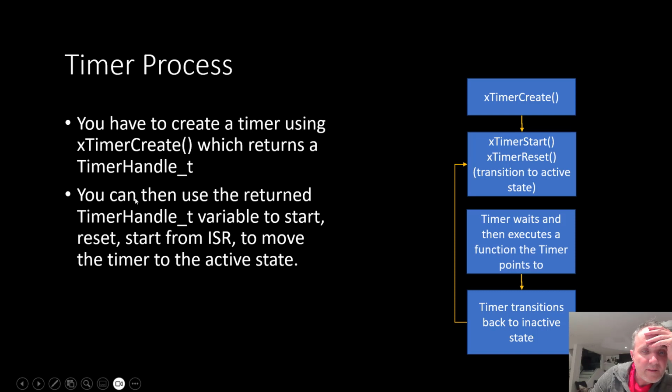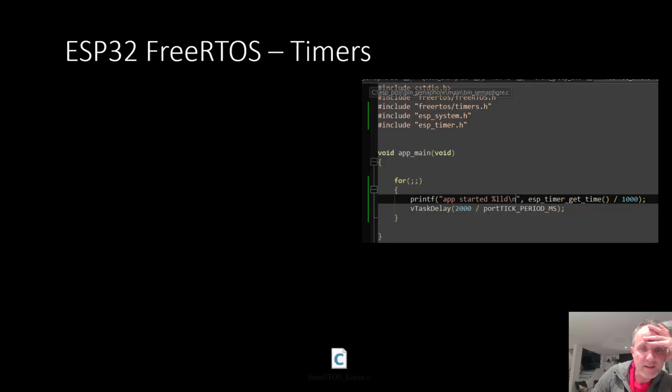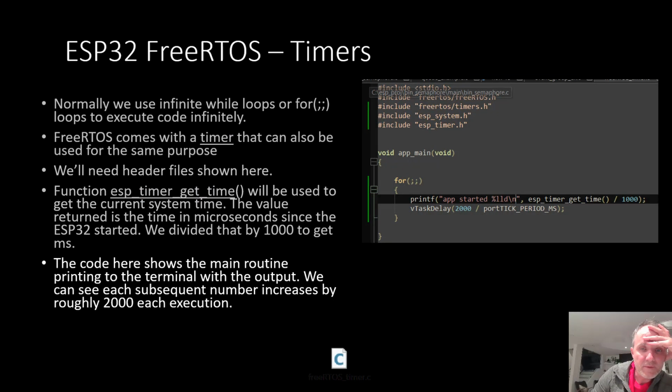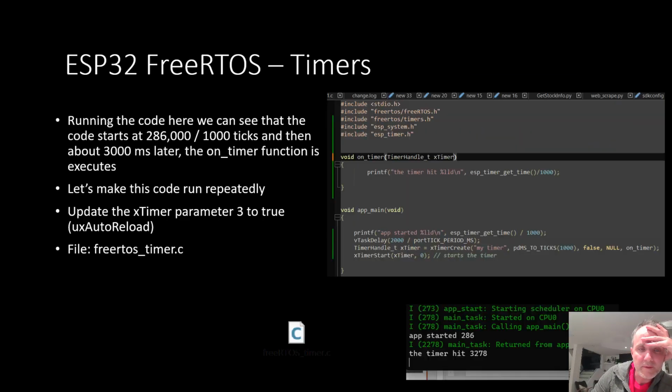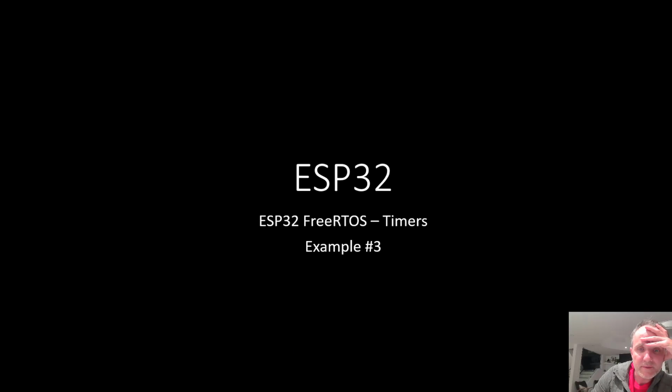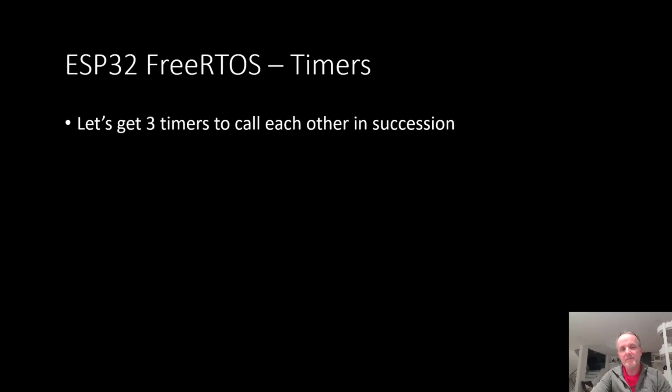Okay, you can then use the return timer handle variables to start, reset, or start from an ISR to move the timer into the active state. I posted three examples, but I want to go through really the last one here, timer 3.